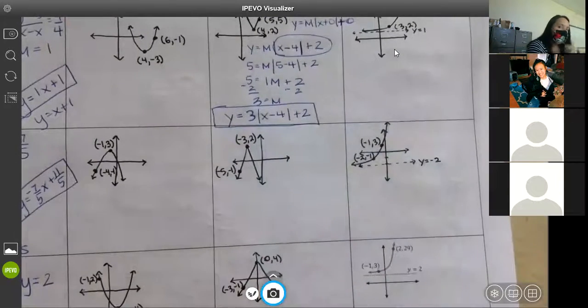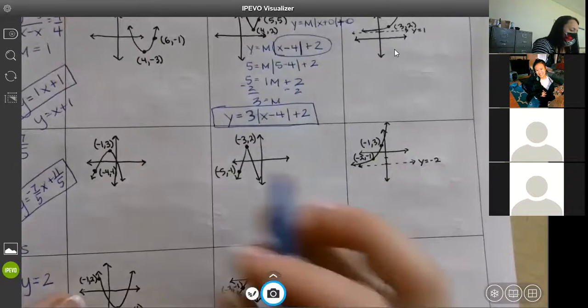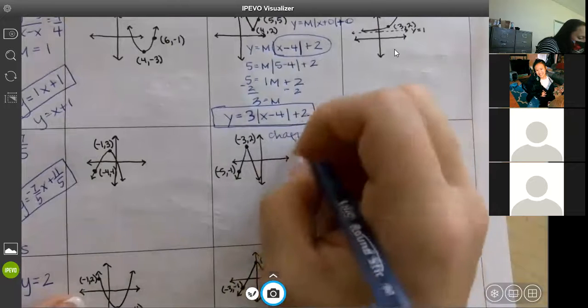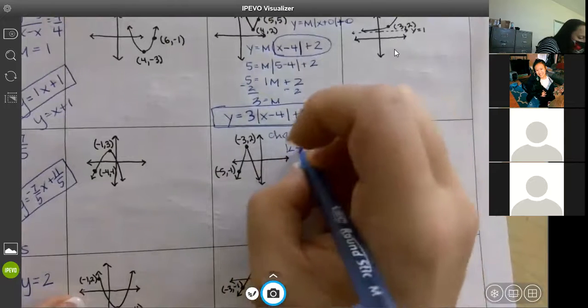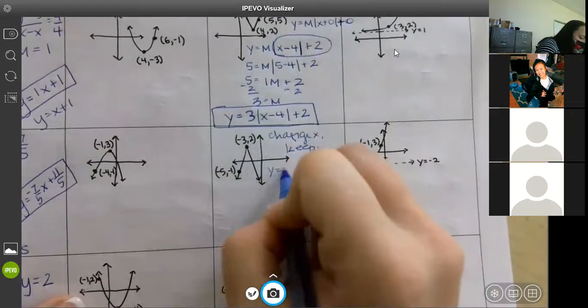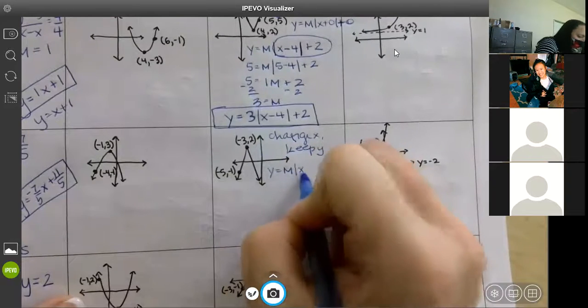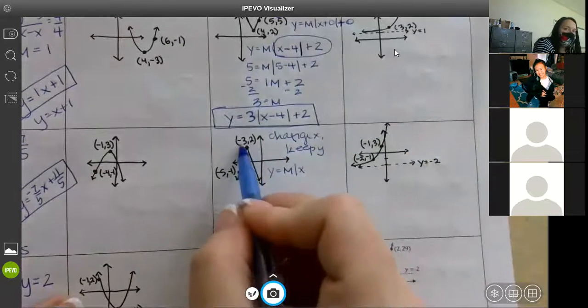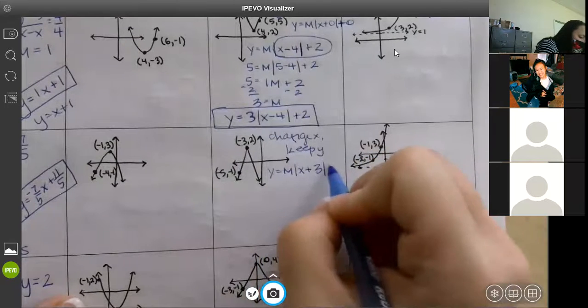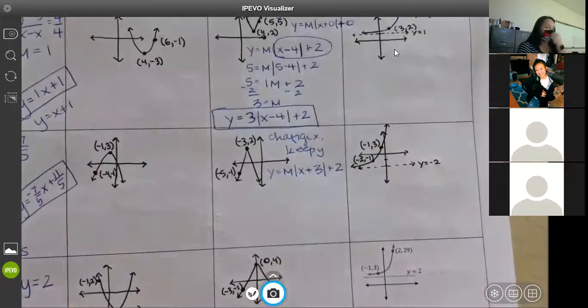Which one is my vertex on the next one? -3, 2. Remember: change x, keep y. So we're going to start at y equals, we're looking for the m. Our vertex x is -3, so we're going to change that x to +3, but we're going to keep our y of +2. That's your first start.